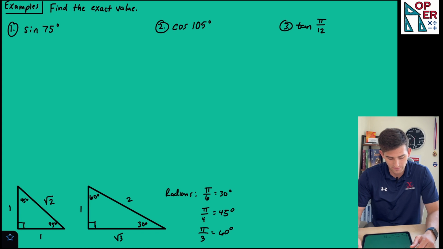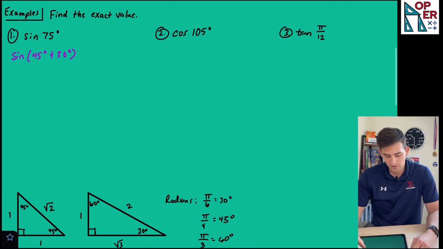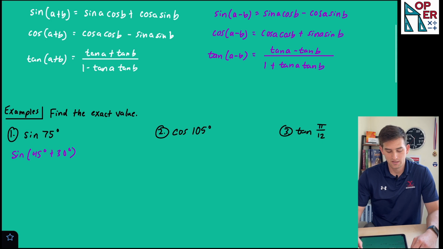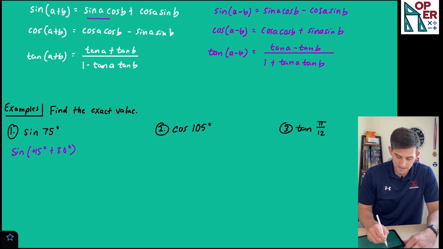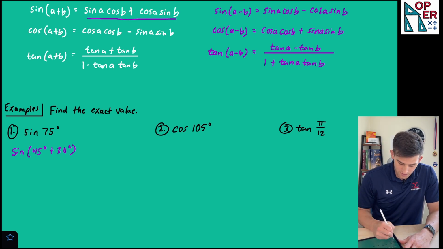So number 1, sine of 75. For this one, let's think about 45 plus 30. So we could write it as sine of 45 degrees plus 30 degrees, okay? Now if we look back at our sine, this would be our sum formula. Then we need to do sine of A cosine of B plus cosine of A sine of B. So we need to do sine of 45 degrees times cosine of 30 degrees, and then plus cosine of 45 degrees times sine of 30 degrees.